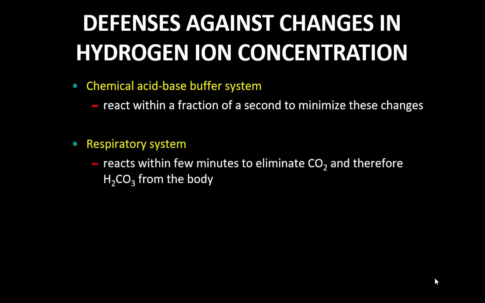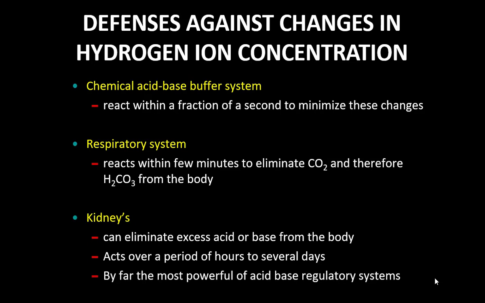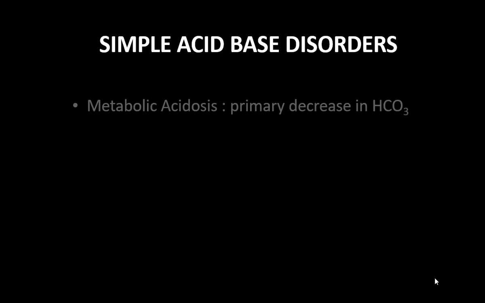Then the respiratory system reacts within a few minutes to eliminate CO2 and therefore bicarb from the body. So if a patient is going into metabolic acidosis, the respiratory system is second to start compensating. Then comes the kidney. The kidney can eliminate excess acid or base from the body. It acts over a period of hours to several days. By far it is the most powerful acid-base regulatory system. It is the most powerful, but mind you, it is very slow, taking days.